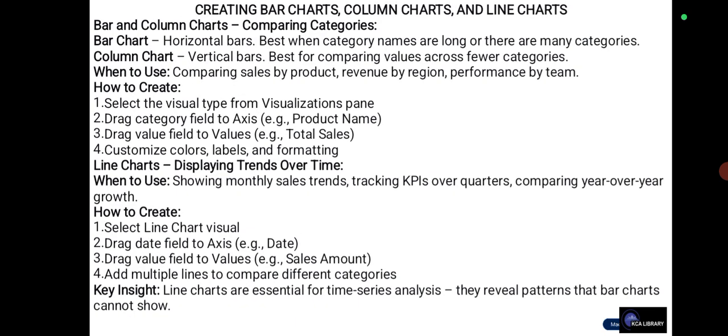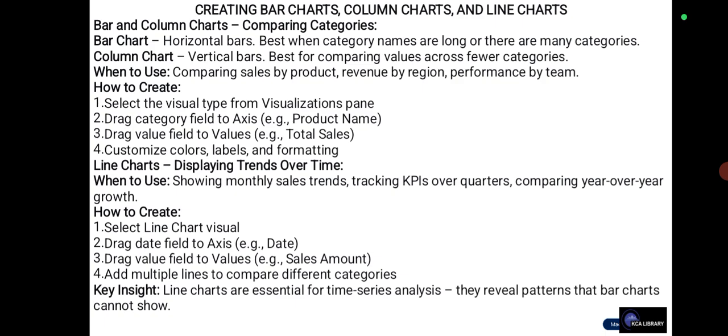Now, let's look at how to create bar charts, column charts, and line charts. It's very easy. When we say bar chart, a bar chart has horizontal bars, and it's best when category names are long or there are many categories. But a column chart is different from a bar chart. A column chart involves vertical bars, and it is best for comparing values across fewer categories. You have to know when to use them. Now, if you are comparing sales by product, revenue by region, or performance by team, you make use of either bar or column charts. All right.